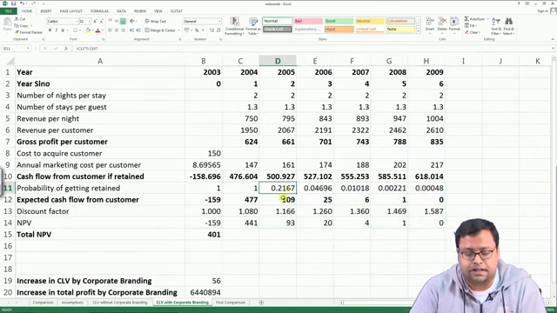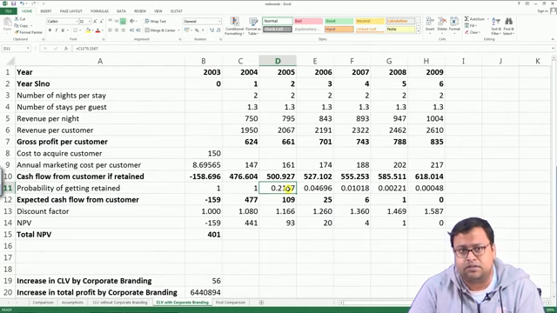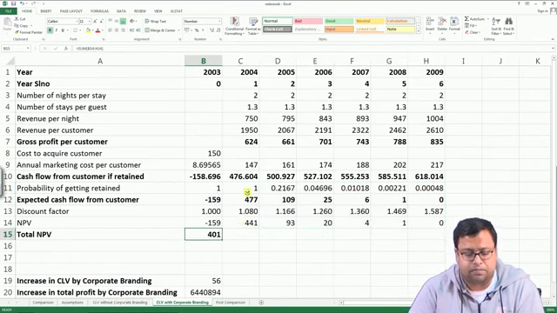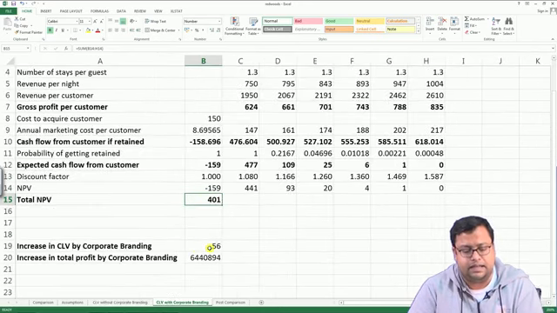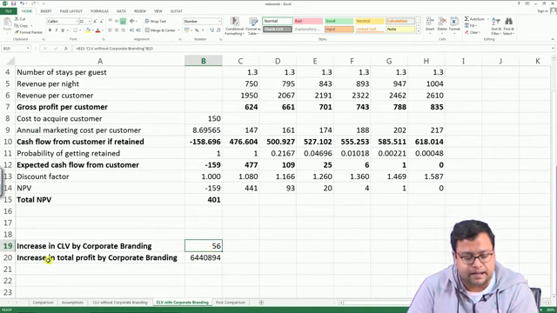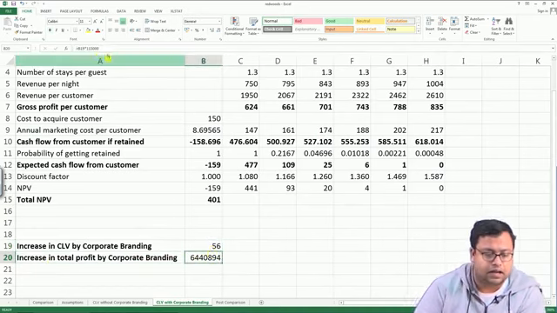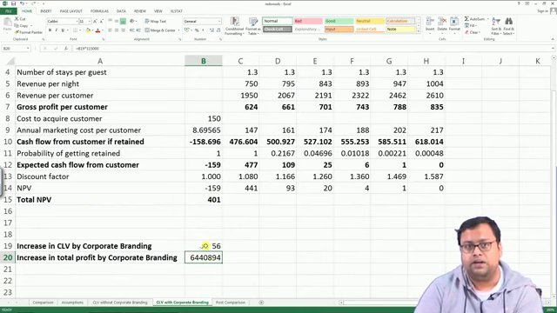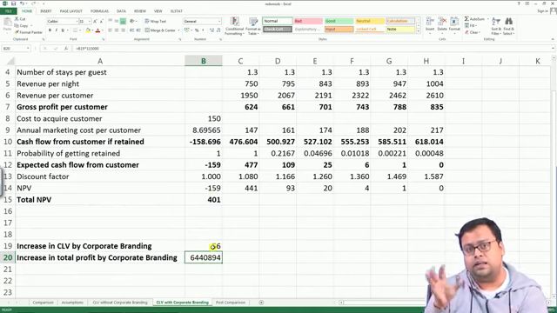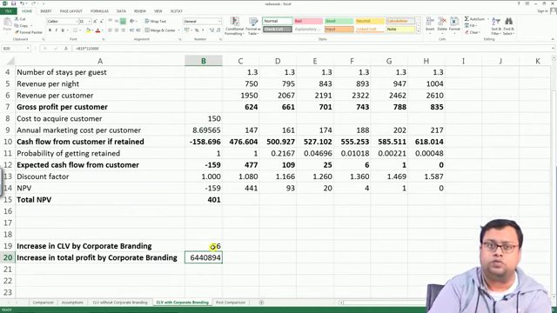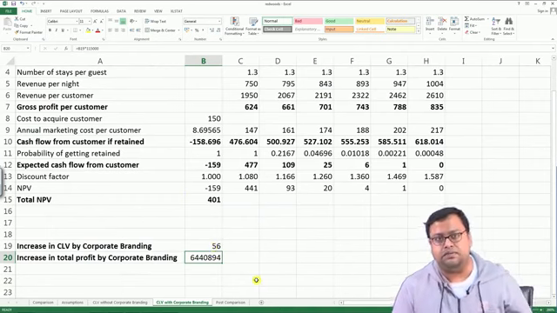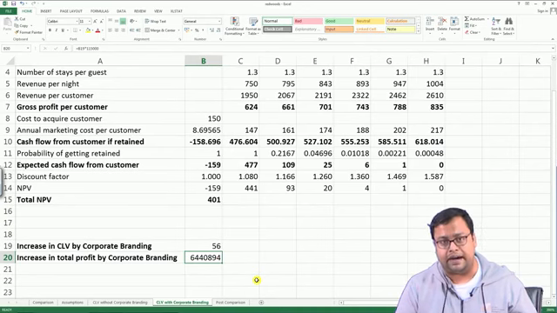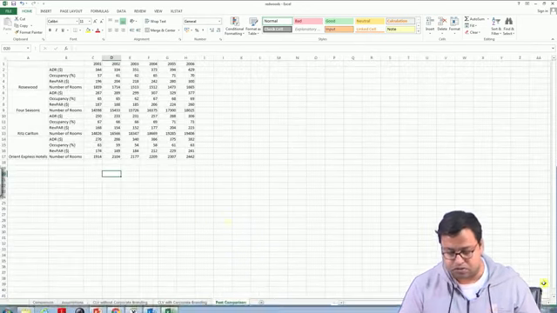You see the probability of retention also increased from 0.1667 to 0.2167, and the calculation gave me that the total NPV is coming up to be 401. So, the additional money that I am generating over 345 is 56, and the increase in total profit is 56 into the number of customers, which is this much. So, if you are saying that your cost of doing the branding is lower than this, then you should go for corporate branding. Based on that, it is a positive value, they have gone for corporate branding, and after corporate branding, this is the post branding comparison.